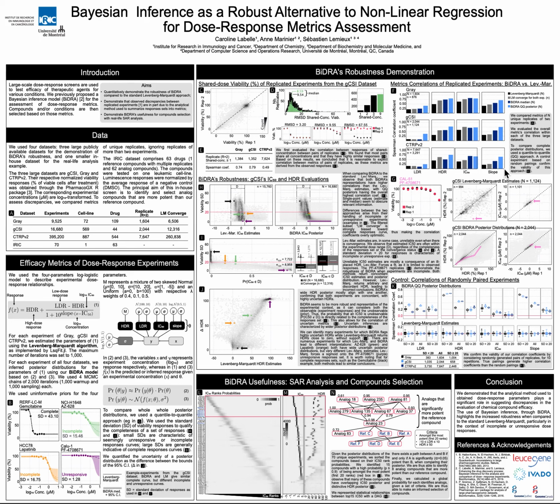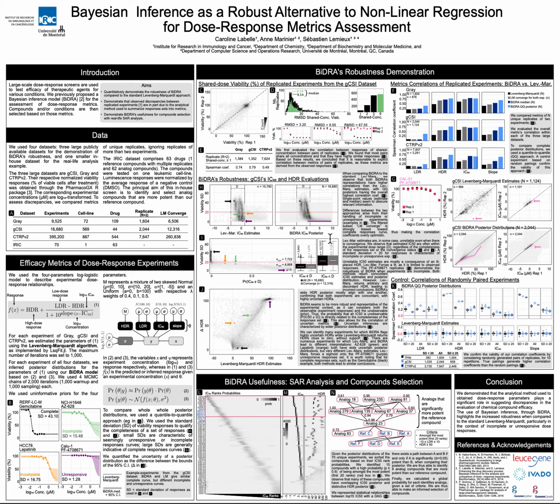Levenberg-Marquardt estimates are, in some cases, unreliable even when there is convergence. We observed that estimated IC50s are often within the experimental dose range, denoted by the capital D, regardless of the completeness of the response sets or the convergence status. On the other hand, BIDRA generates highly uncertain and mostly unobserved IC50 posteriors when the responses are seemingly incomplete or unresponsive.